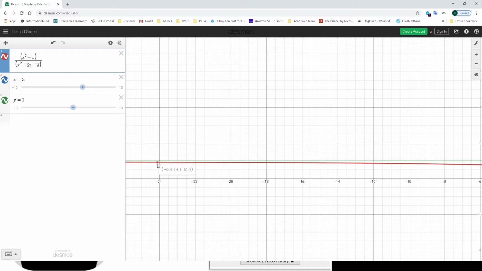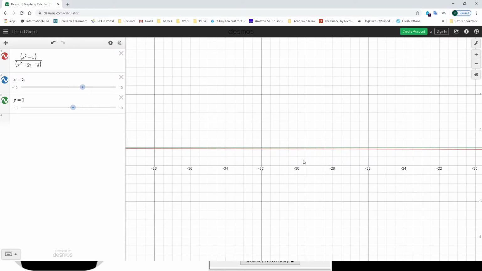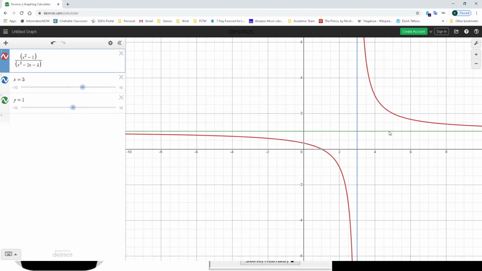Closer and closer to 1. And no matter how far over I go, there'll always be this slight gap in between them. But I notice that every time I go farther to the left, I get closer, just a little bit closer to 1. And the same thing happens as I go to the right. So in this case, my green line indicates I have a horizontal asymptote. I am approaching this value left to right.